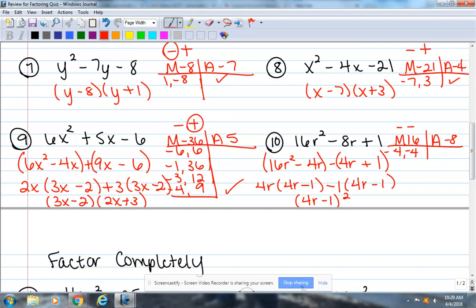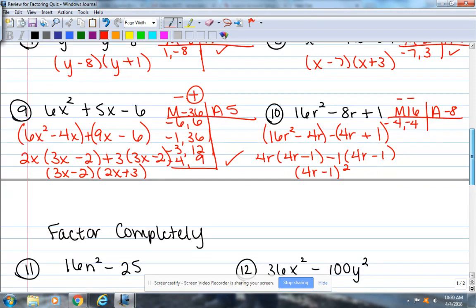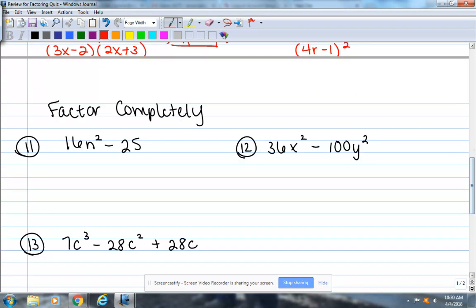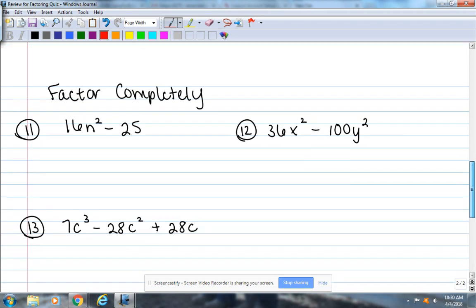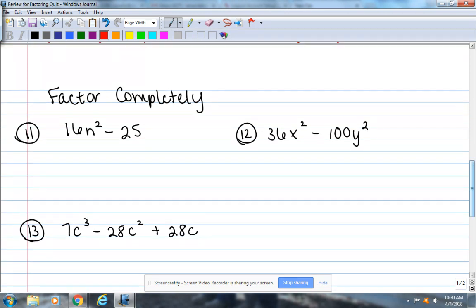Okay, so you'll have some where the leading term is 1 and some where it's not 1. Most of your quiz will be trinomials. Make your tables. The last thing on your quiz will say to factor it completely. What does that mean, to factor it completely?